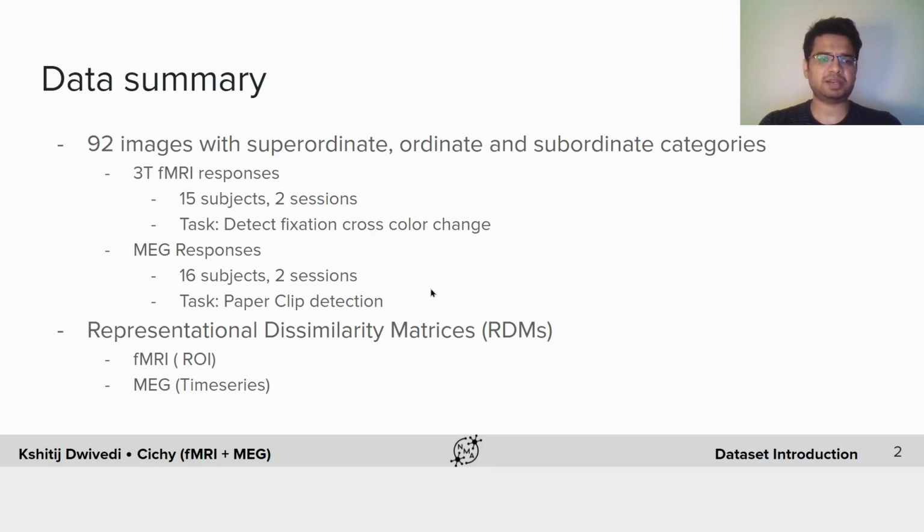The data provided here is in the form of representational dissimilarity matrices, also known as RDMs. In fMRI, we provide ROI RDMs, and in MEG, we provide an RDM for each time point.